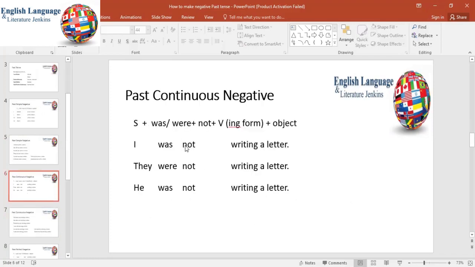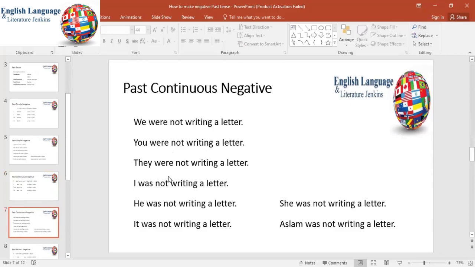Past continuous negative: was or were plus not, and verb ing form. We use was with singular subjects, were with plural subjects. I was not writing a letter. They were not writing a letter. He was not writing a letter. These are the examples of past continuous negative.